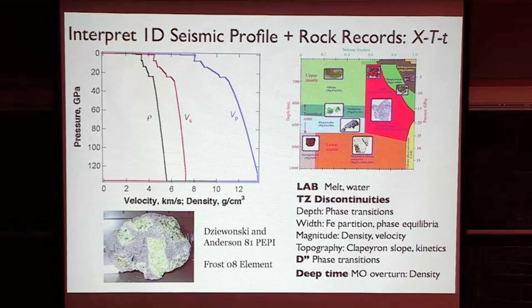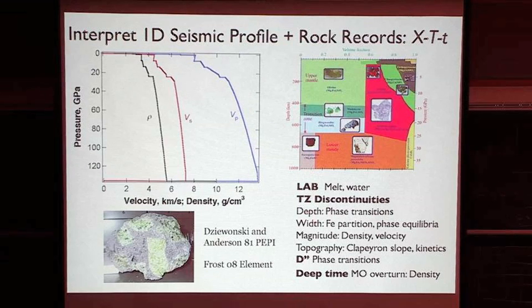Is water causing the anomalies in the seismic velocities? And the transition zone discontinuity, of course, this has been a classical problem for a long time. We want to understand the depth of the discontinuity, what phase transitions they correspond to, the width of the discontinuity, which would be related to the presence of iron, how iron partitions between different phases.